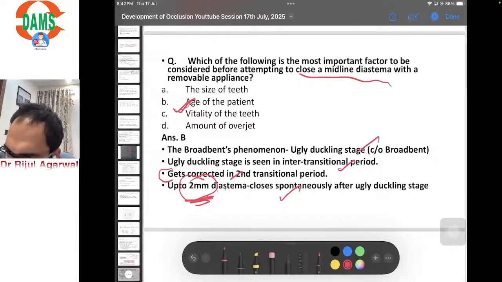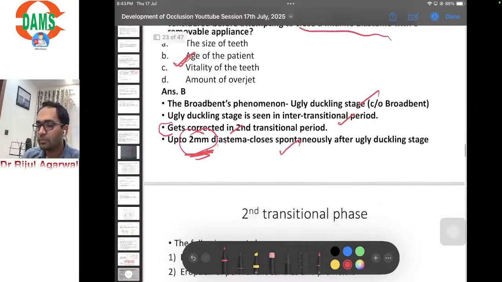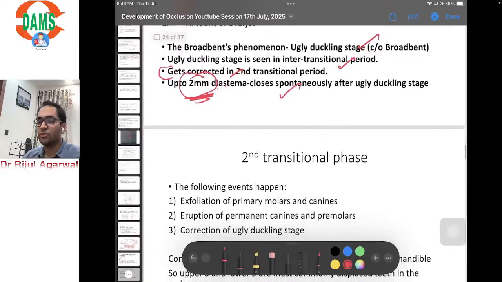If we try to close at this stage, will the condition worsen? Yes, Komal, that's what I was telling you. If you attempt it at this stage, you won't just worsen the diastema, you will worsen other things as well. So, do a frenectomy, start a removable appliance, finger spring, etc.? No, you will wait for the permanent canines to erupt before intervening in any way at this stage. I hope I am clear now. There is no confusion on this.